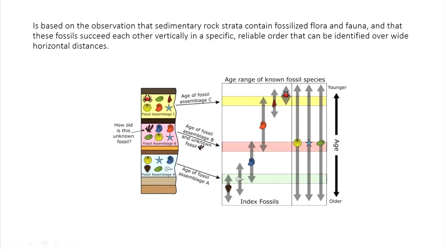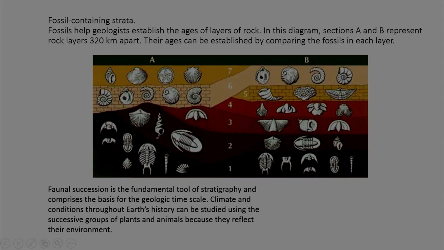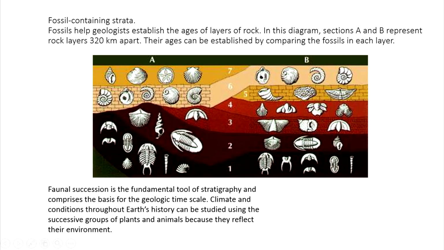We can identify the age range of the fossil species from the younger to the older. Fossils also help geologists establish the ages of layers of rock. In this diagram, sections A and B represent rock layers 320 kilometers apart. The ages can be established by comparing fossils in each layer here. Faunal succession is the fundamental tool of stratigraphy and comprises the basis for the geologic timescale.